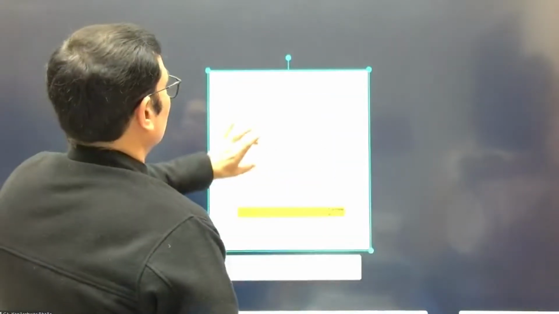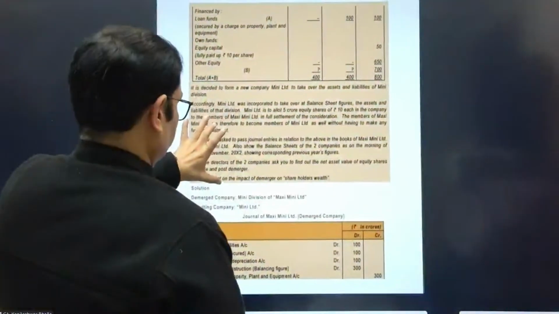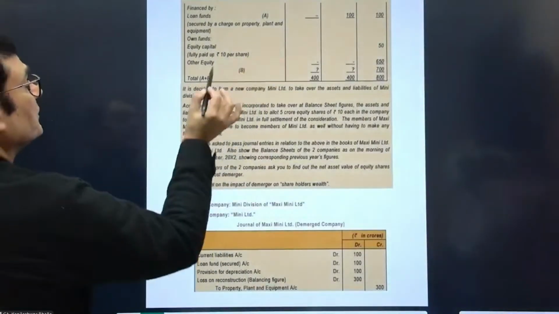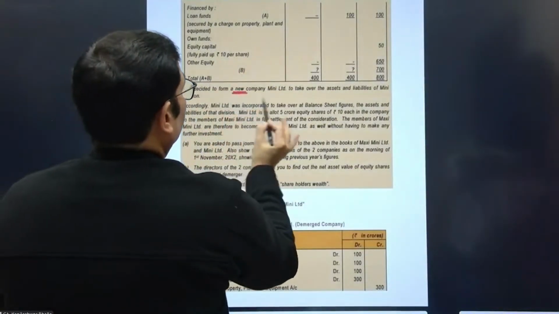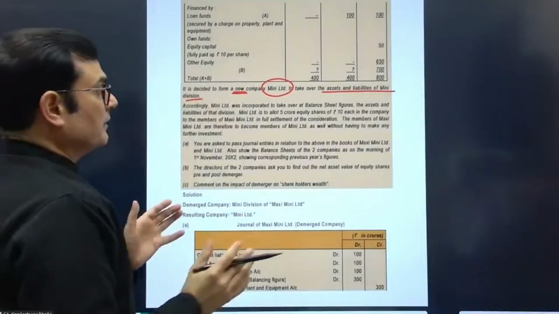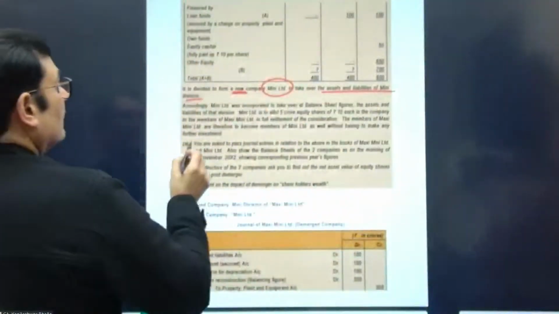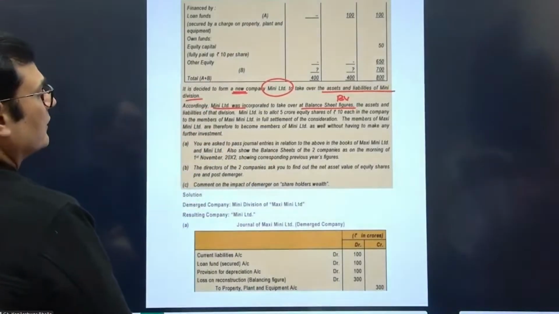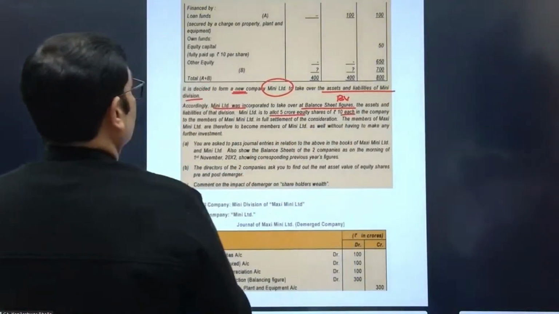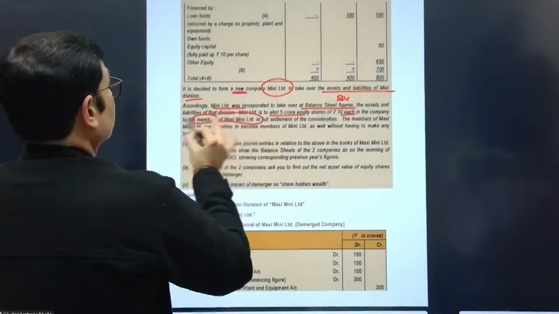And thereafter, we are given something in the additional information. It is decided to form a new company, Mini, to take over the assets and liabilities of Mini division. It's a demerger, but it'll be a demerger if the shares of Mini are given to the shareholders of Maxi Mini. Value the assets and liabilities of that division. Mini will allot 5 crore equity shares of 10 each in the company to the members of Maxi Mini.